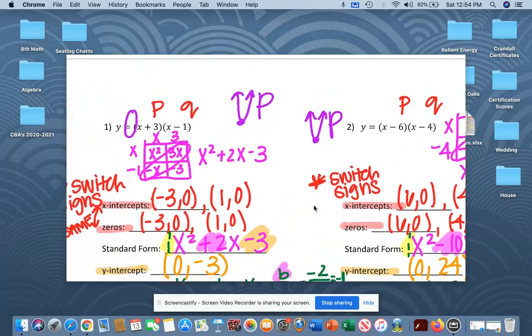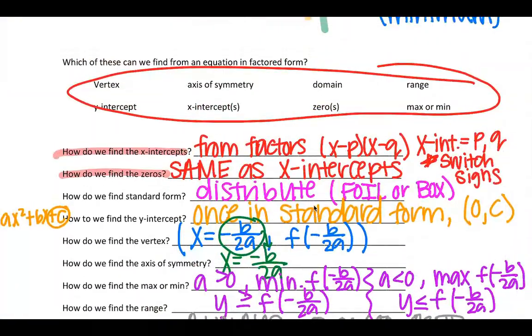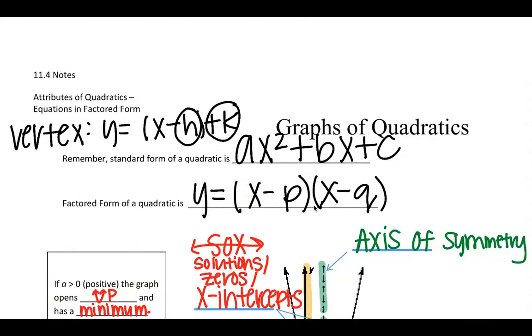So if you do want to graph it or check yourself using Desmos, I am totally fine with that. So now you know how to find all the attributes from graphs, from standard form, from quadratic, factored form, and vertex form.